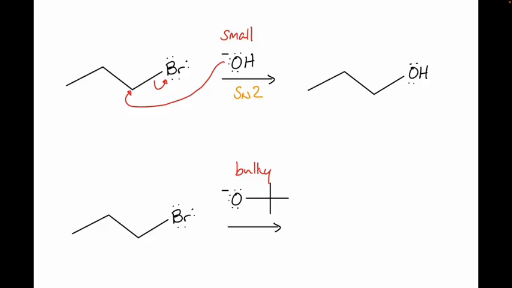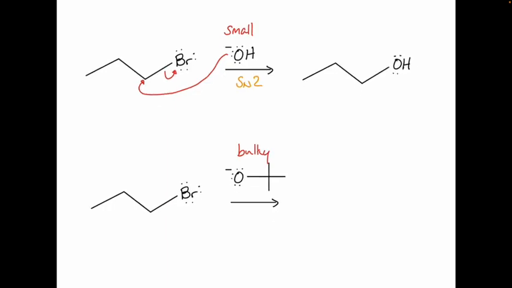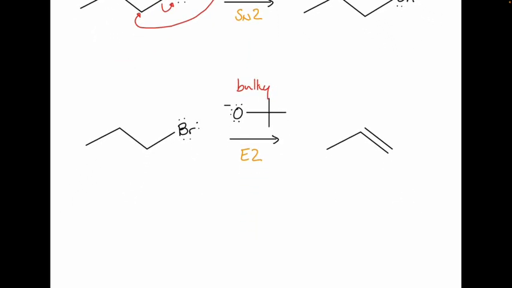Right? Okay, so now if we use a bulky base, this does not produce a substitution reaction, but rather an elimination reaction, producing an alkene. But why do bulky bases prefer elimination?